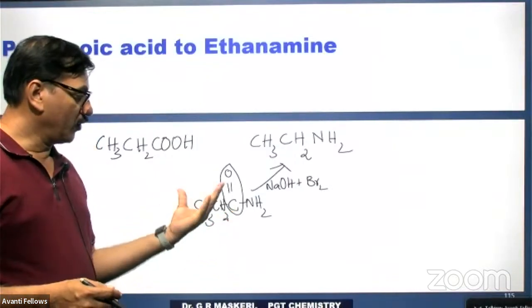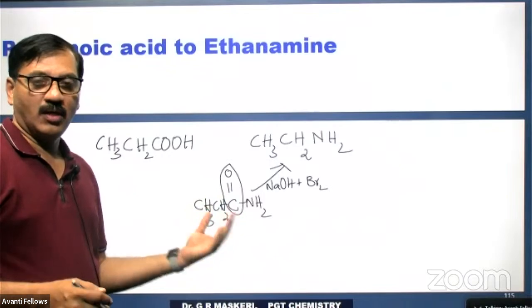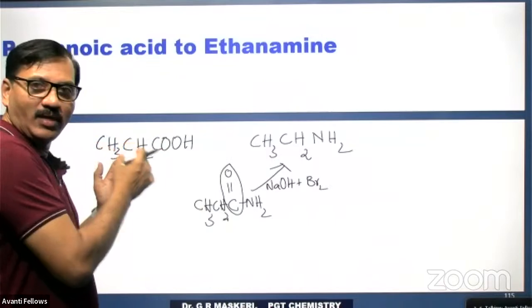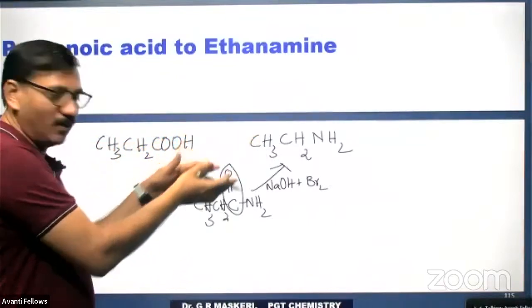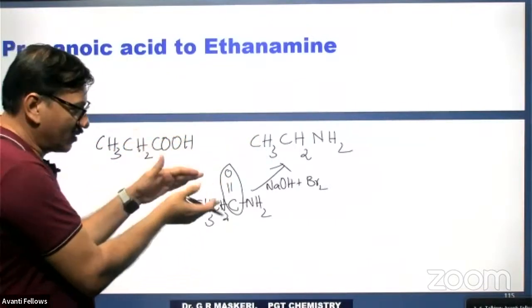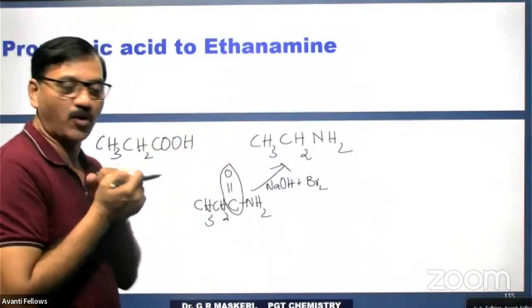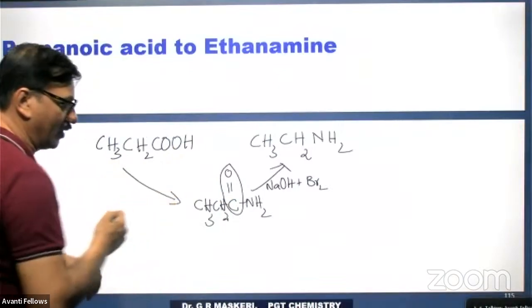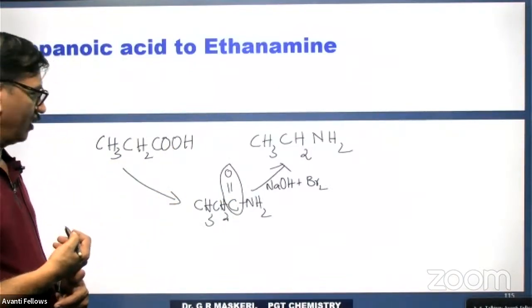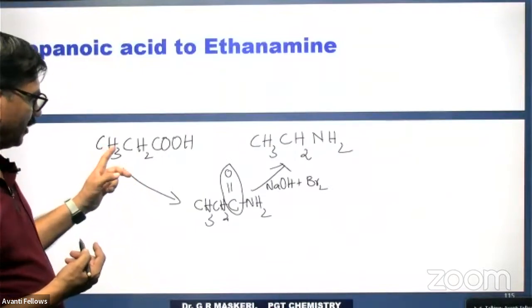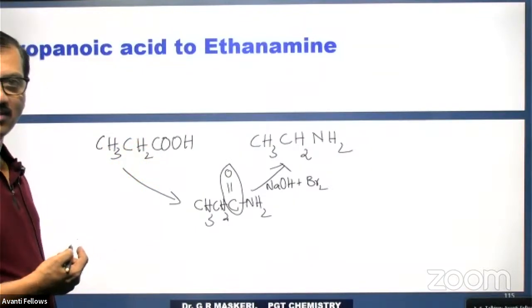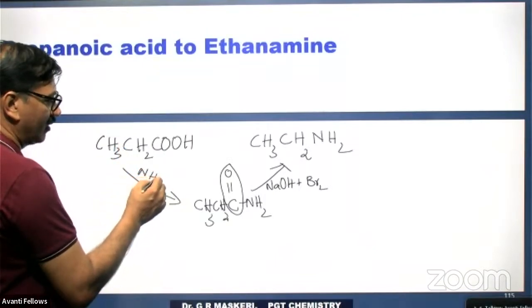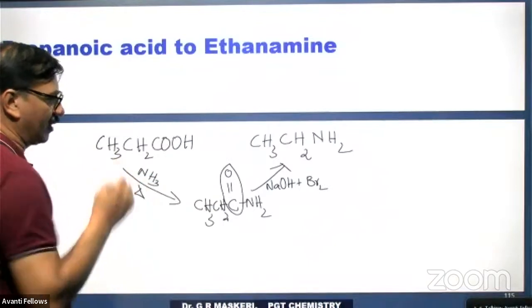Therefore, this is the step that we have to use. Remember that we need not start from this material; we can have the sequence like this also. From this compound, we can get the last product. And how do we get this from propanoic acid? This is CH3CH2CONH2. This amide is obtained from carboxylic acid by treating with ammonia and heat.